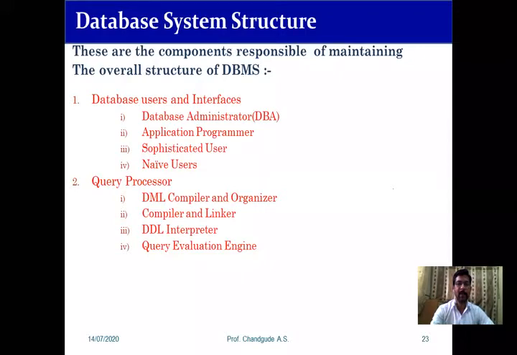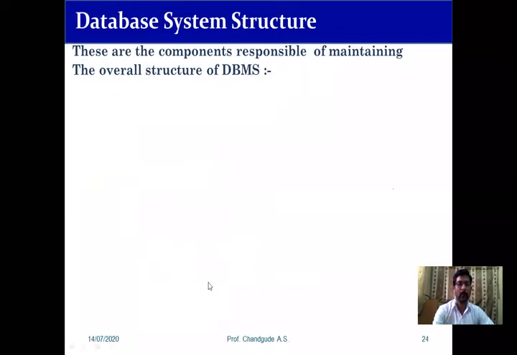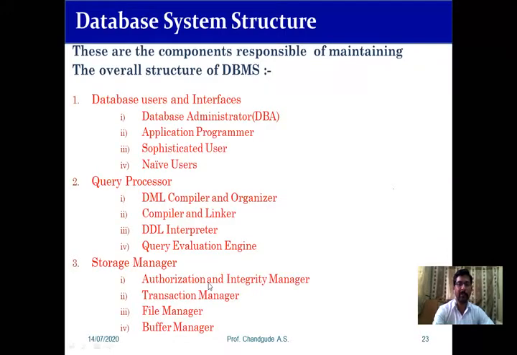The first one is the DML compiler and organizer. The second one is the compiler and linker. The third one is the DDL interpreter. And the fourth one is the query evaluation engine. The third module of the overall structure of that DBMS is the storage manager. And the storage manager again contains different components such as the authorization and integrity manager, the transaction manager, third the file manager, and the fourth the buffer manager.